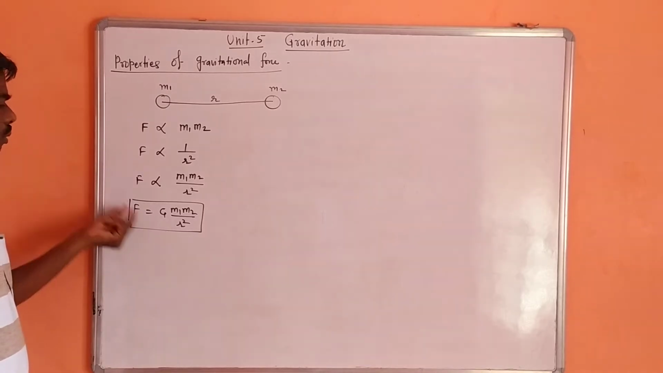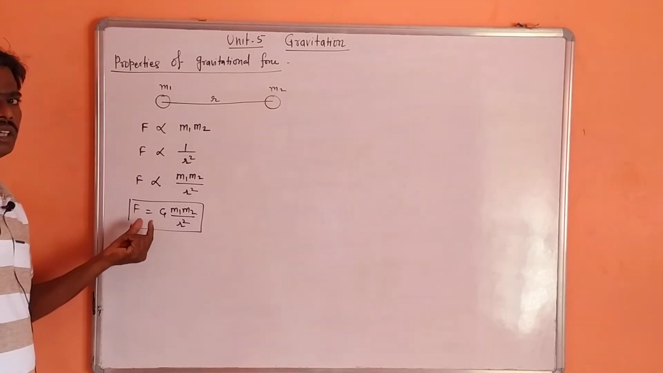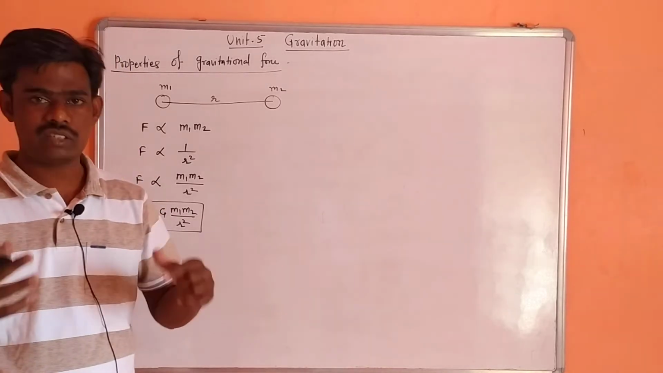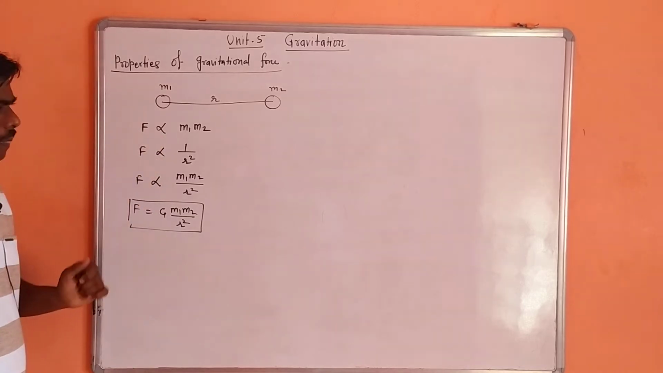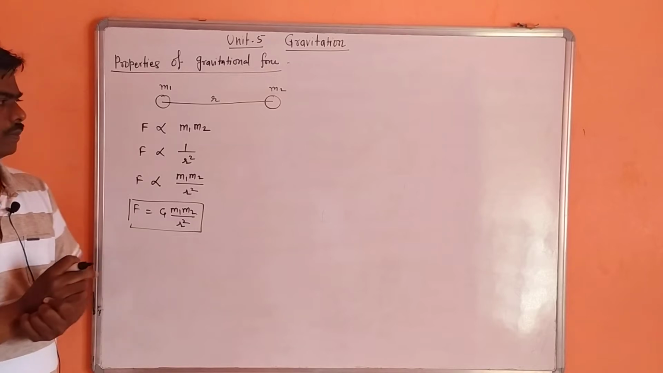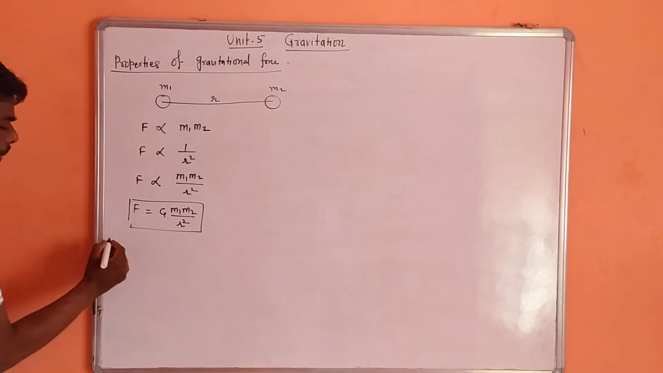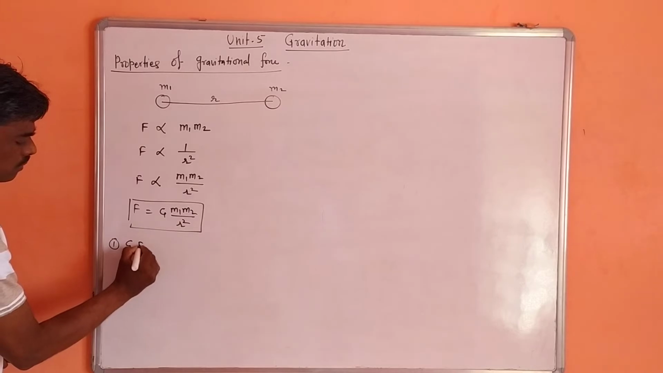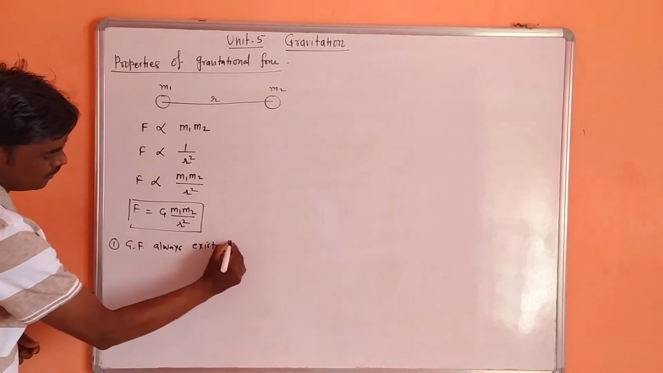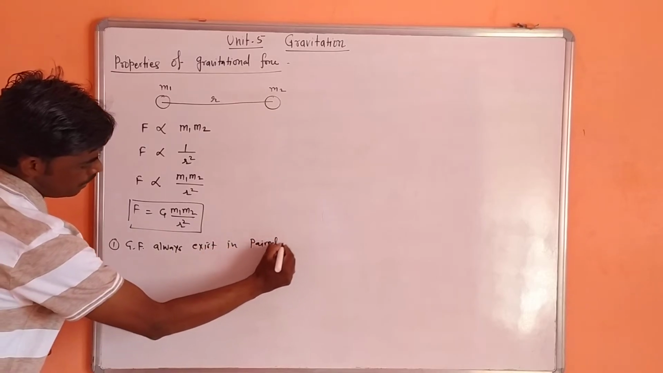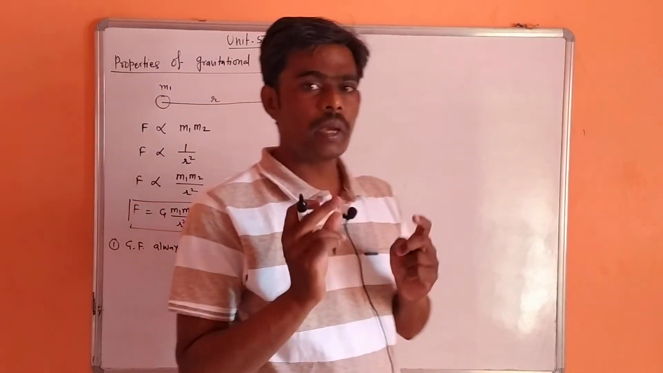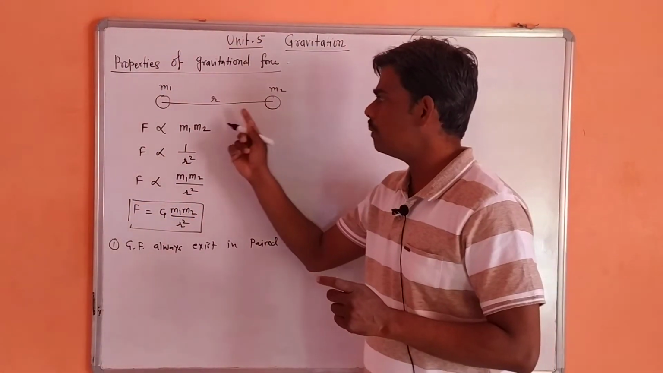And this formula that we have written here is applicable for all types of bodies, whether they are bigger bodies, celestial bodies or small bodies. So, now we will see what are the properties of this gravitational force. First important property: gravitational force always exists in paired form. That means there exists a pair in the gravitational force.